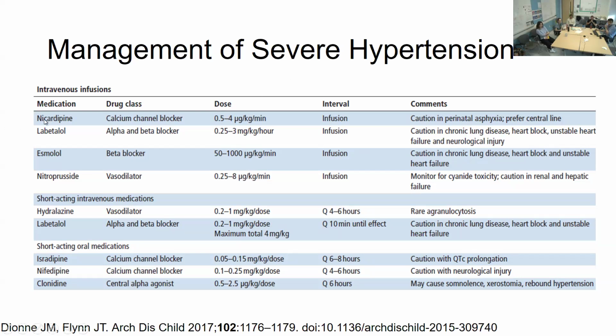And we have a couple options. I would say the one that we would typically prefer or use more frequently, especially in the newborn period, is nicardipine, also a calcium channel blocker, compared to beta blockers. Nitroprusside is another one that is a direct vasodilator, less ideal in kidney failure, and you have to monitor for cyanide toxicity as well.